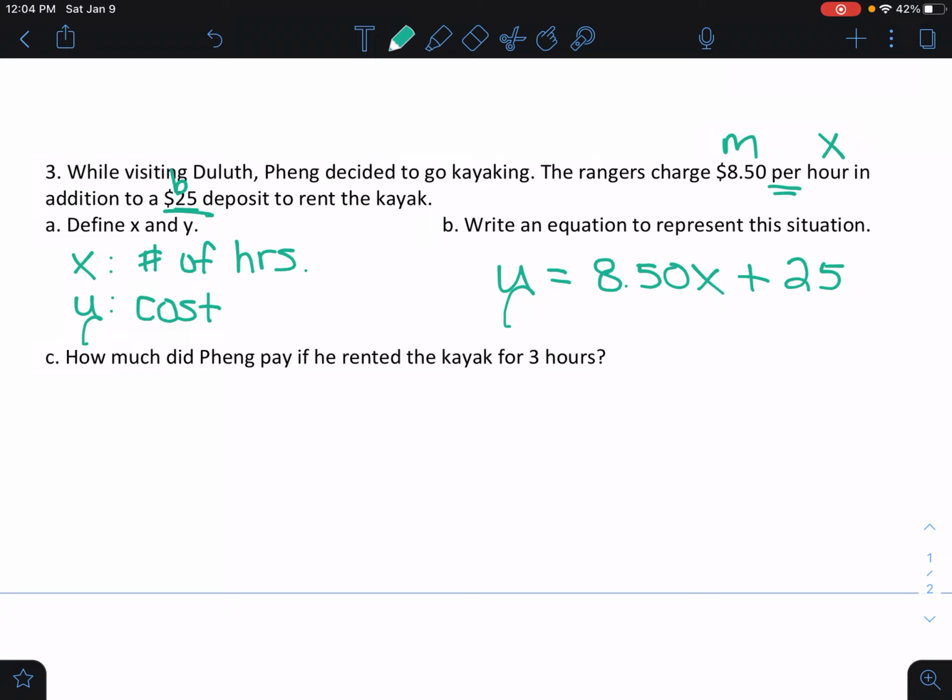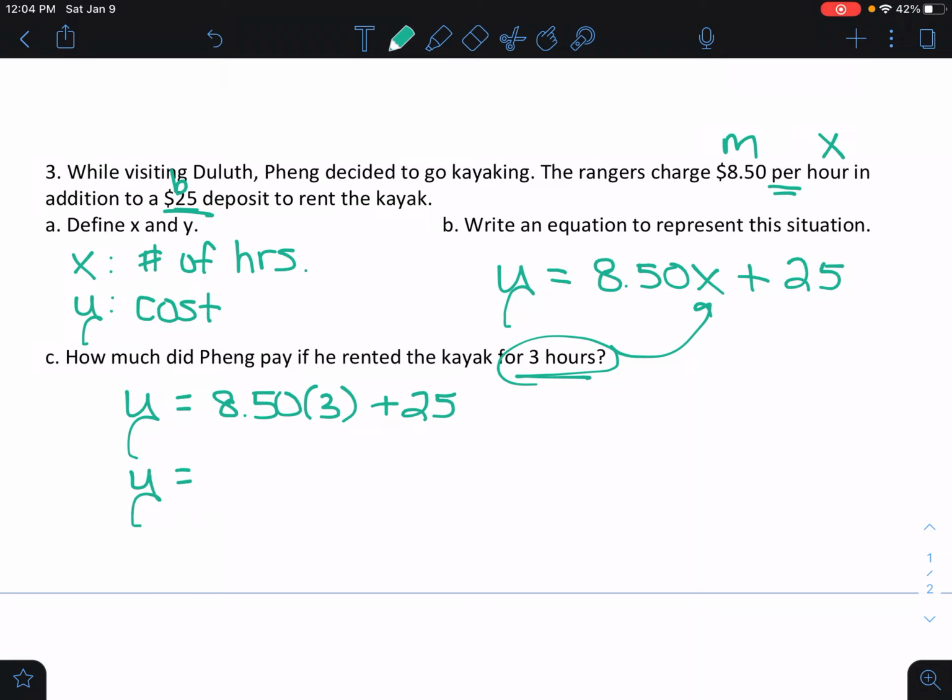Okay, part C, so that's done. How much did Peng pay if he rented the kayak for 3 hours? So now you have to determine, is 3 hours x or y? If I look back here, I can see that number of hours is x. So what that means is I'm going to plug in right here for x this time. I'm going to put a 3 there. Now this is a little easier. You don't have to do much solving, because all the stuff on the right is all numbers. So 8.50 times 3 plus 25.